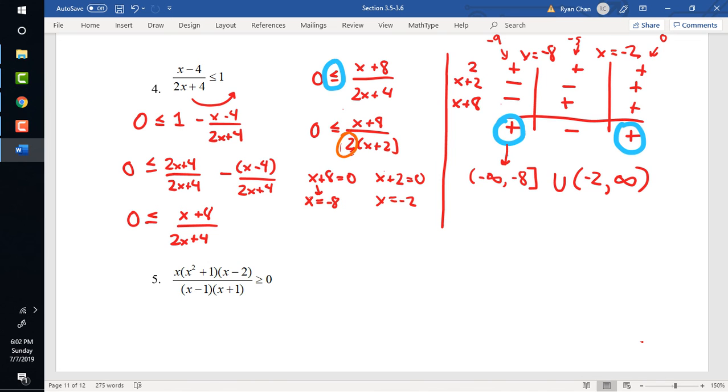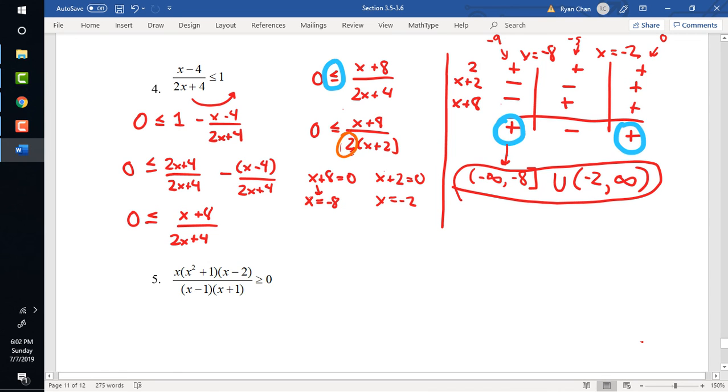And that's it. Make sure you write it in interval notation. So that concludes 3.6. If you have questions, let me know. But other than that, we'll come back and we'll start with 3.7.